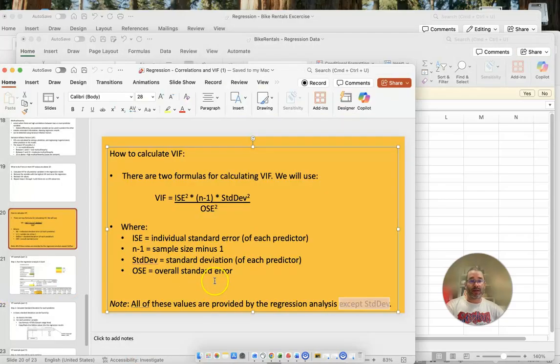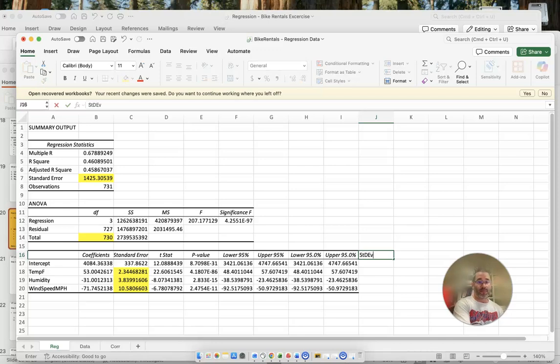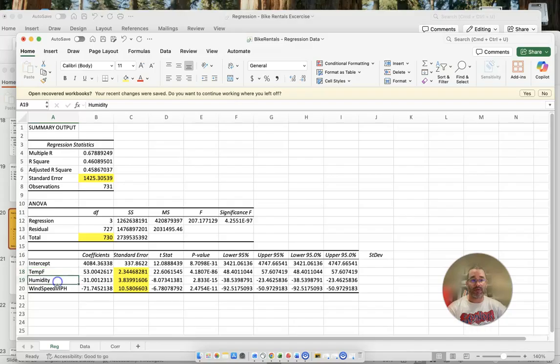Okay, the last thing we need, other than standard deviation, is the overall standard error. And that's given to us right here. And now we need standard deviation, okay? And standard deviation isn't given to us in this summary output. So the way I like to do this is I just create another column here. We don't need a standard deviation for the intercept. We only need standard deviations for our independent variables, which is temp, humidity, and wind speed, the weather factors here. Once we have that, then we can figure out our VIFs.